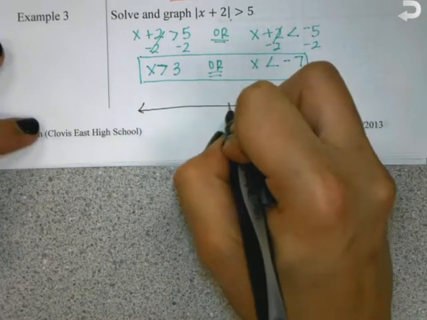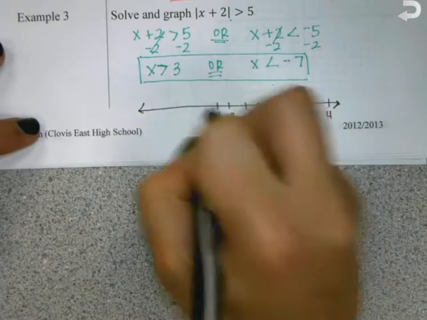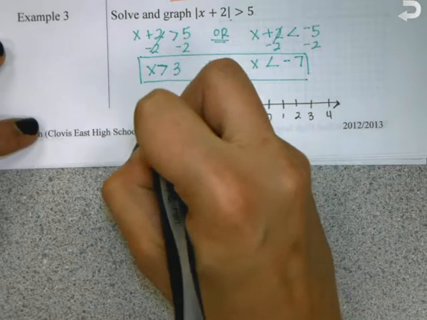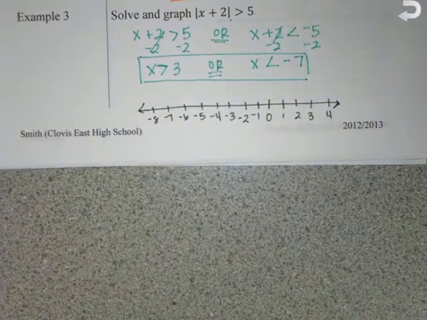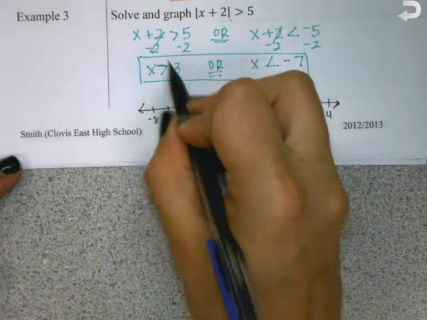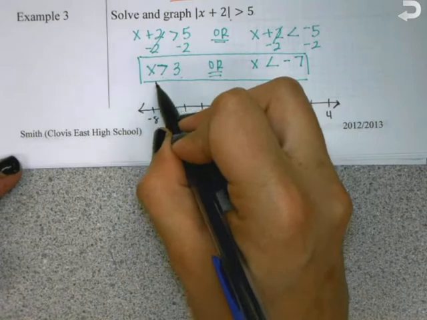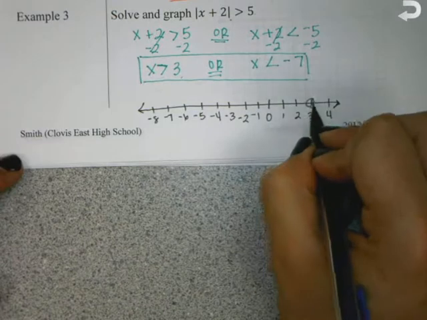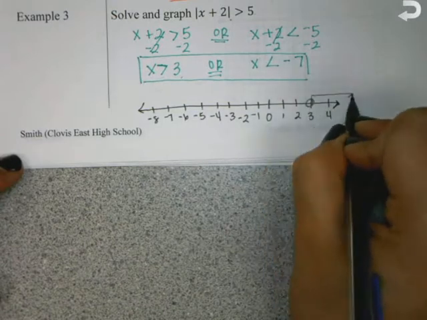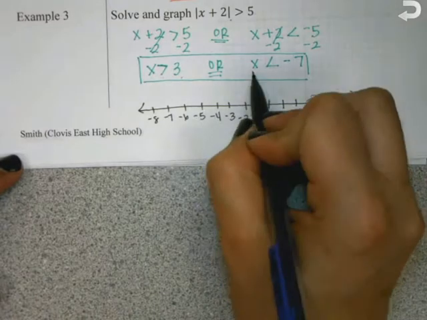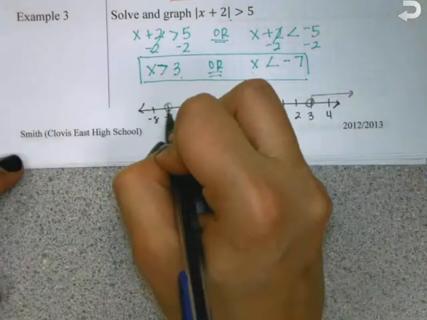Okay, so let's graph this one first, x greater than 3. So I don't have an equal sign, so that one's also going to be an open circle at 3. And my x's are greater than 3, so they're going to be going to the right. Now for my second one, my x is less than negative 7. So it's an open circle again, and it's less than, so everything is going to the left. So in this case, my arrows are actually going in two opposite directions. But does that make sense?